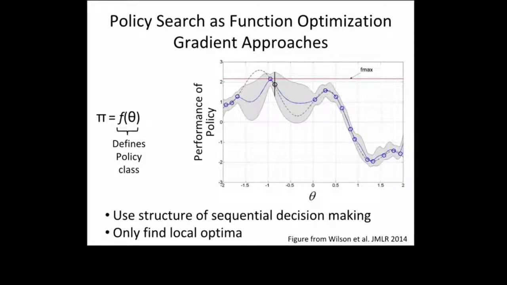Now, most of the work that goes on in policy search treats this as sort of a gradient descent problem. And a lot of these methods can leverage the particular structure of sequential decision making in these types of algorithms. This is the majority of the policy search algorithms we see today. But one of the limitations of them is that they typically only find local optima. Now, in some domains, that's completely reasonable. In other ones, we would really like to be able to find much better optima or even get guarantees on global performance.